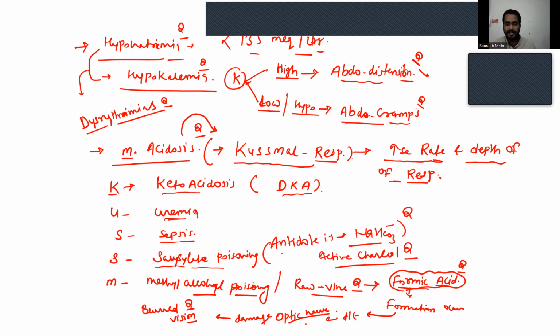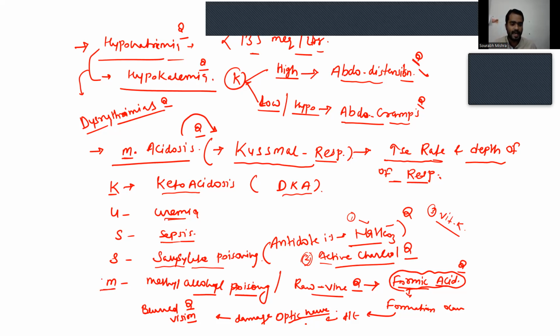The antidote of aspirin or salicylate poisoning is sodium bicarbonate first. Second, activated charcoal, and third, vitamin K also. According to the severity of poisoning or severity of overdose, we use these antidotes.